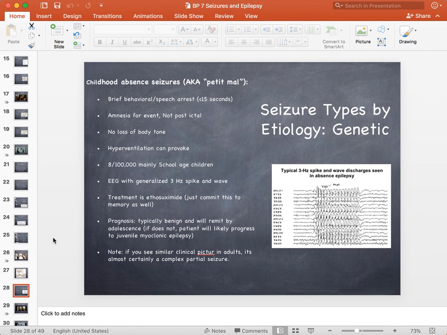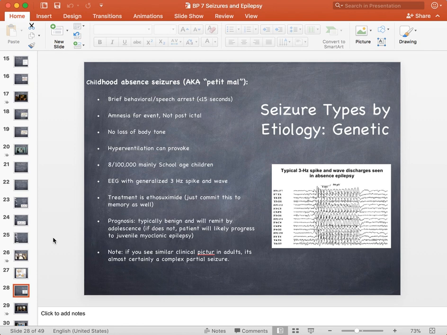Prognosis, you're going to be asked about prognosis. These are young children, so when their parents catch wind that my kid might be having seizures, they're going to be understandably confused, afraid, anxious. They're going to ask you about prognosis. Good news, this is typically very benign and likely will remit by the time the child hits adolescence. If it doesn't, you are likely going to progress to JME, juvenile myoclonic epilepsy. We will talk about that in a few slides. But most of these kids are going to have remission.